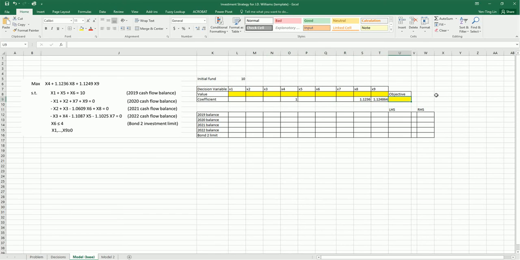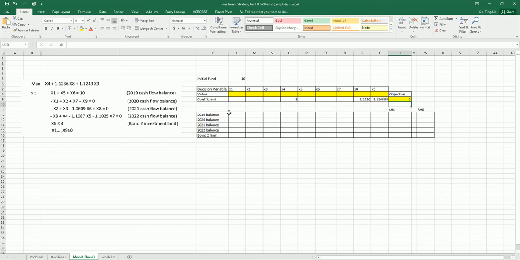For the objective value, we use SUMPRODUCT. You give it 2 arrays, the first array here and the second array here. What SUMPRODUCT will do is this cell times this cell plus this cell times this cell, and so on and so forth, which in the end will give us this equation.